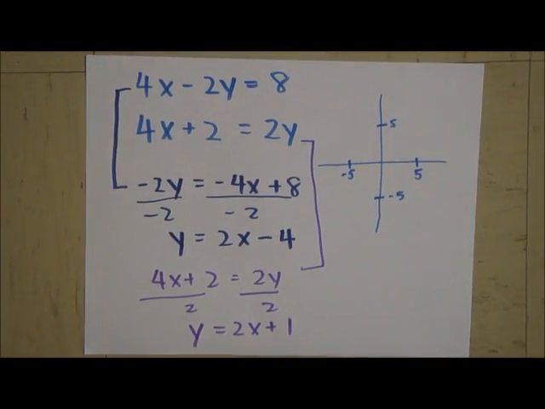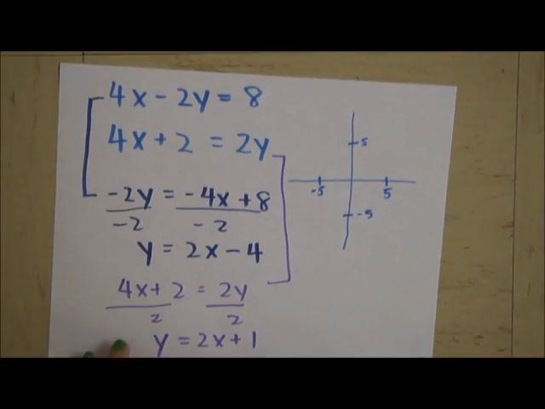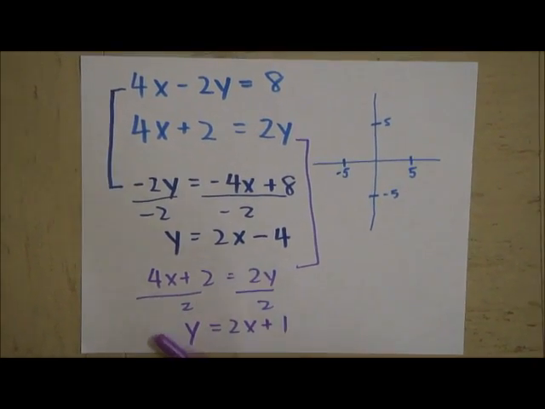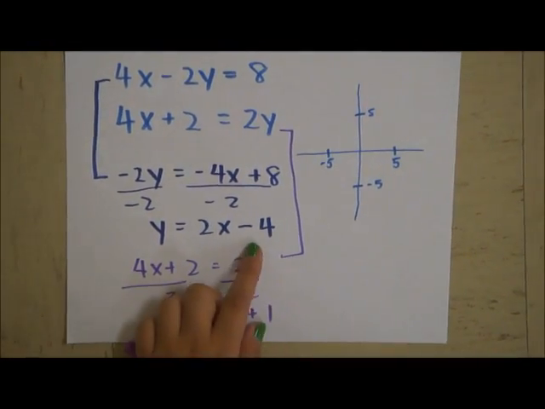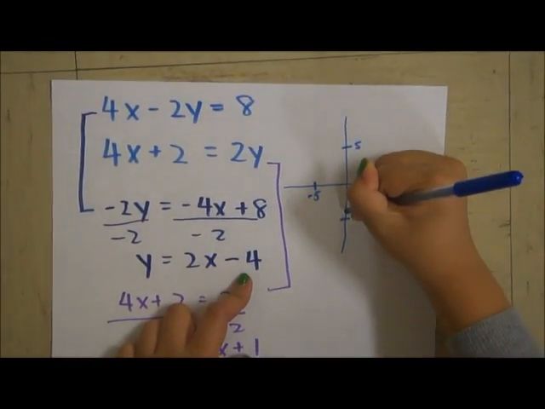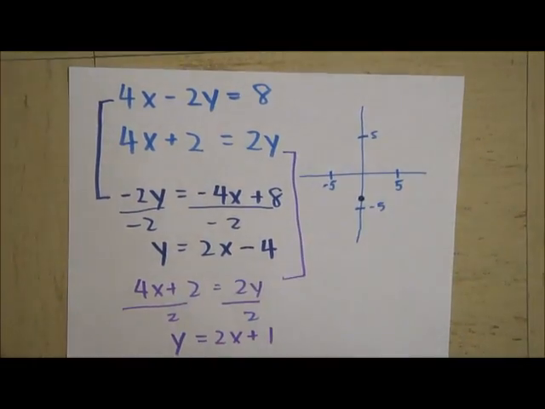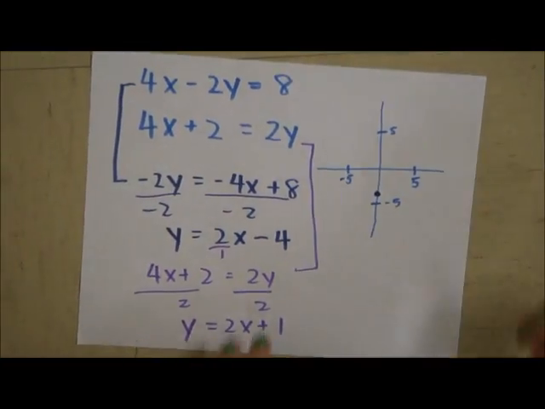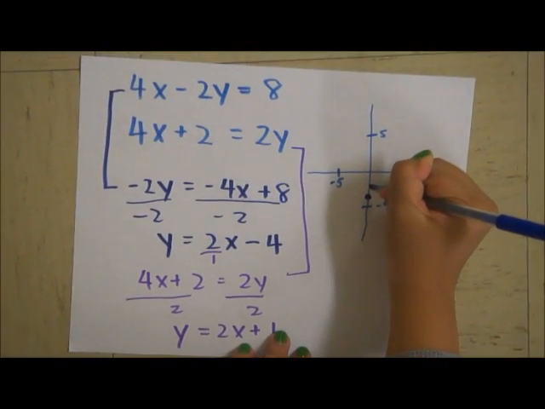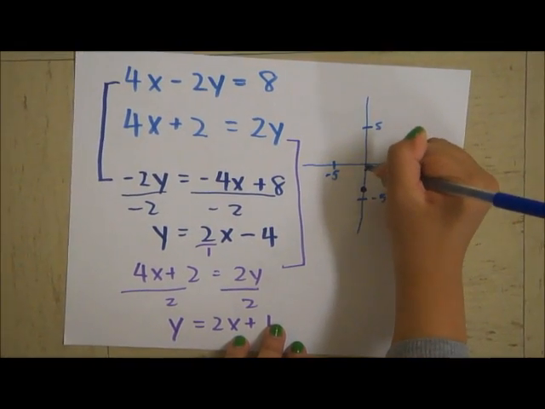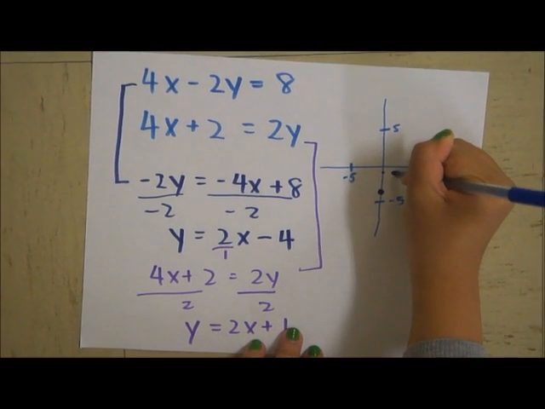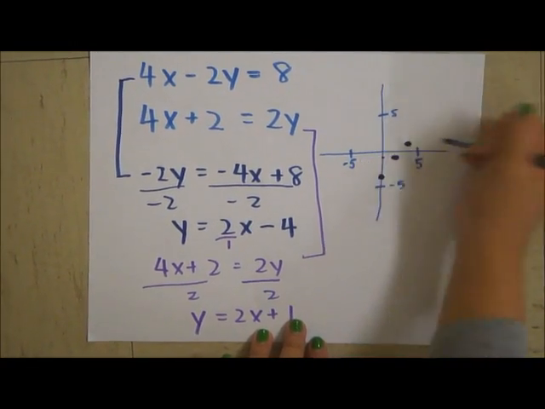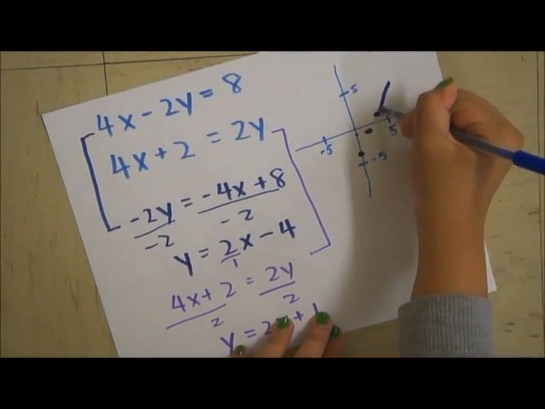Now you have to pick one of them, and then graph the y-intercept. So let's do this one. The y-intercept here is -4. So -4 is here. And the slope is 2/1. So for the rise, you go up 2, 1, 2, and then you go forward 1. 1, 2, forward 1. So your line is over here.